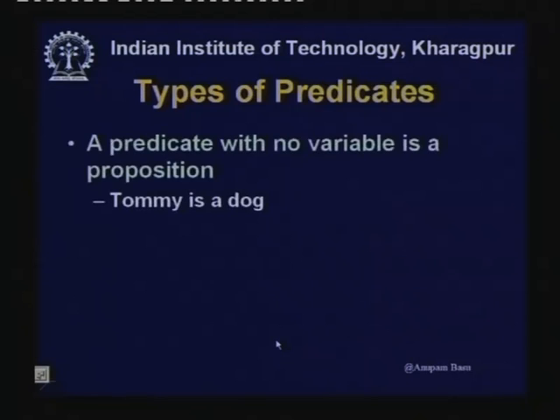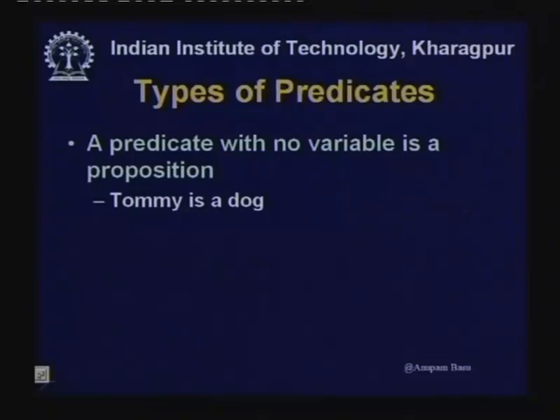Now, let us see the different types of predicates. The simplest predicate is a predicate with no variable. If we have no variable, then I will get what we had done earlier, that is a proposition. So, Tommy is a dog is a proposition, we know that, and this thing is also a predicate. So, predicate is more general. Predicates can capture everything that propositions can, but not the other way around.